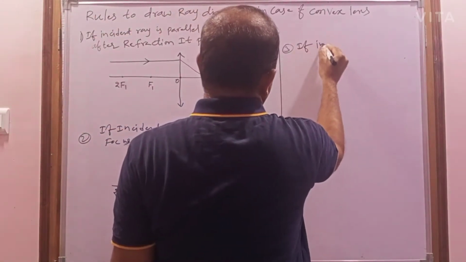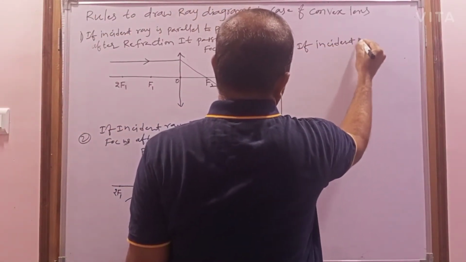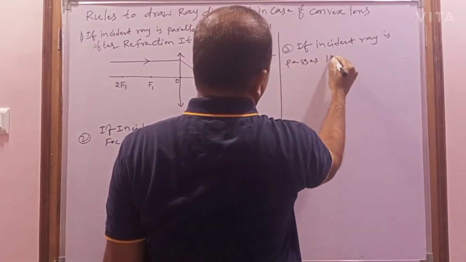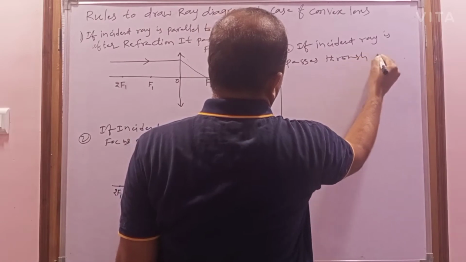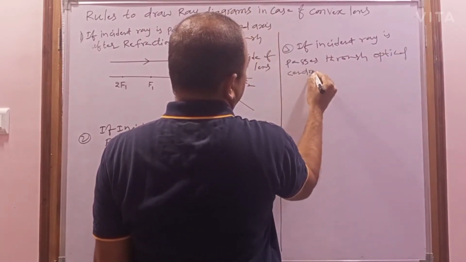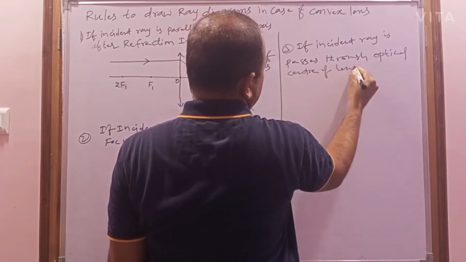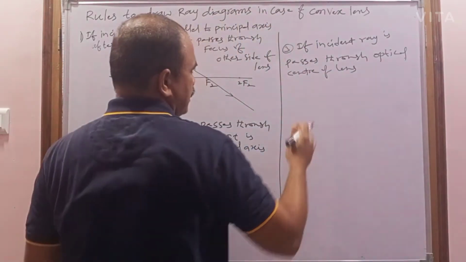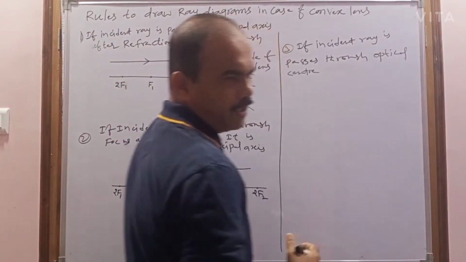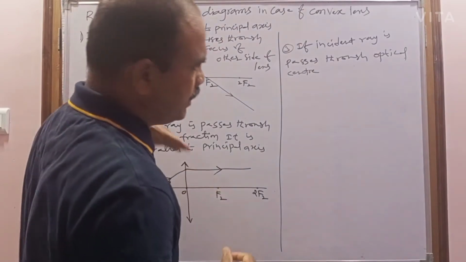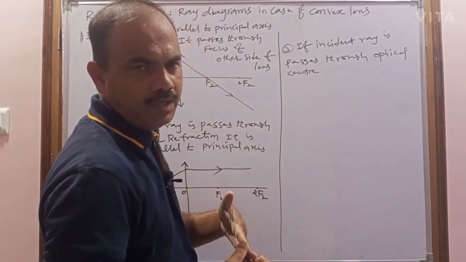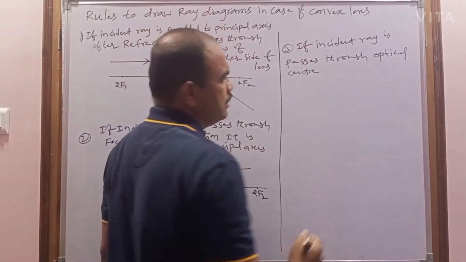If the incident ray passes through the optical center of the lens, what happens? Already you know the definition of optic center. What is optic center? Optic center is nothing but the center of the lens. So when the incident ray passes through it, after refraction it will continue along the same path.